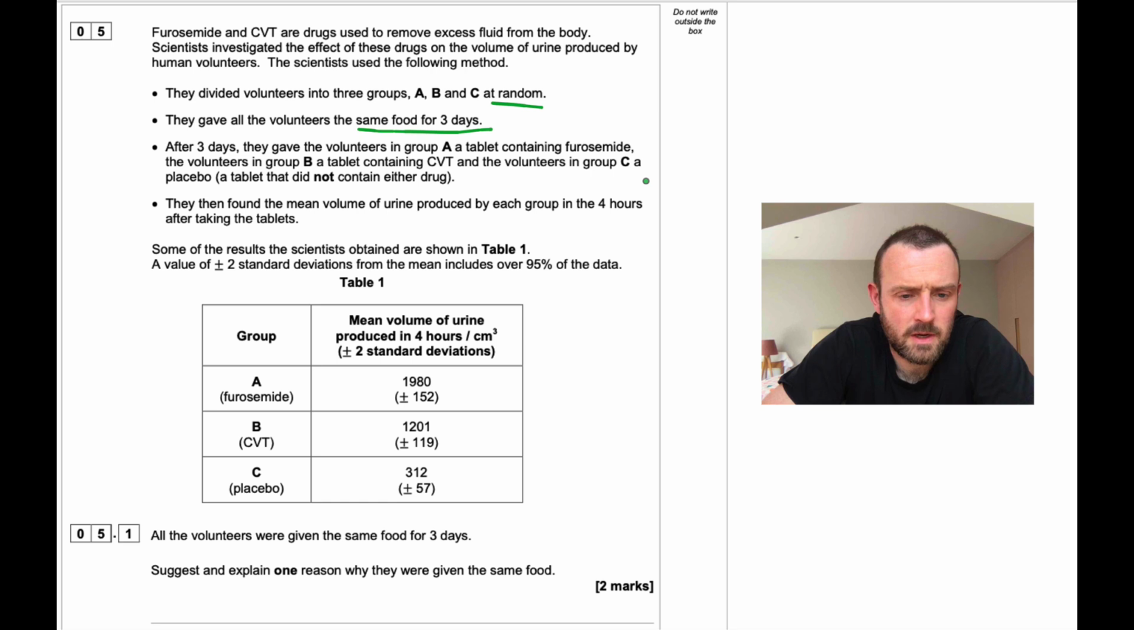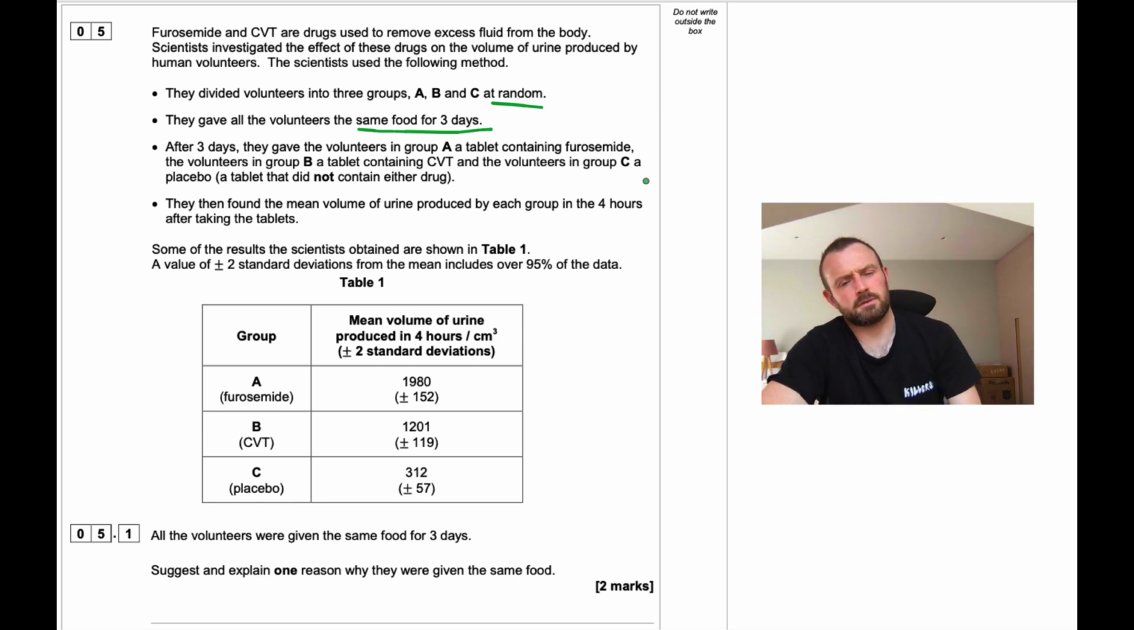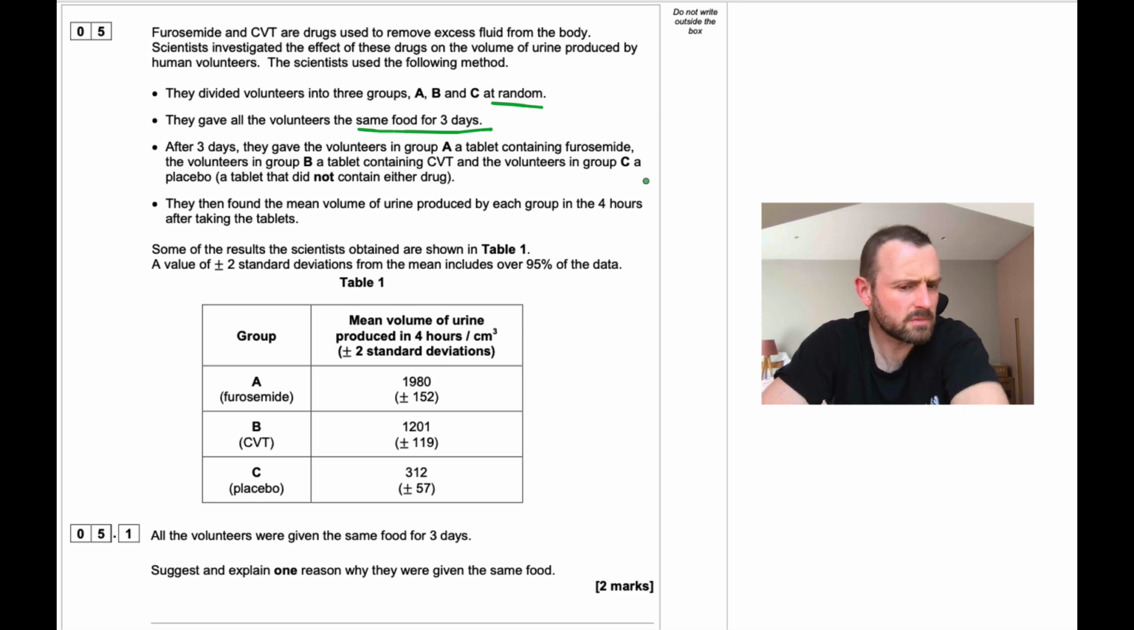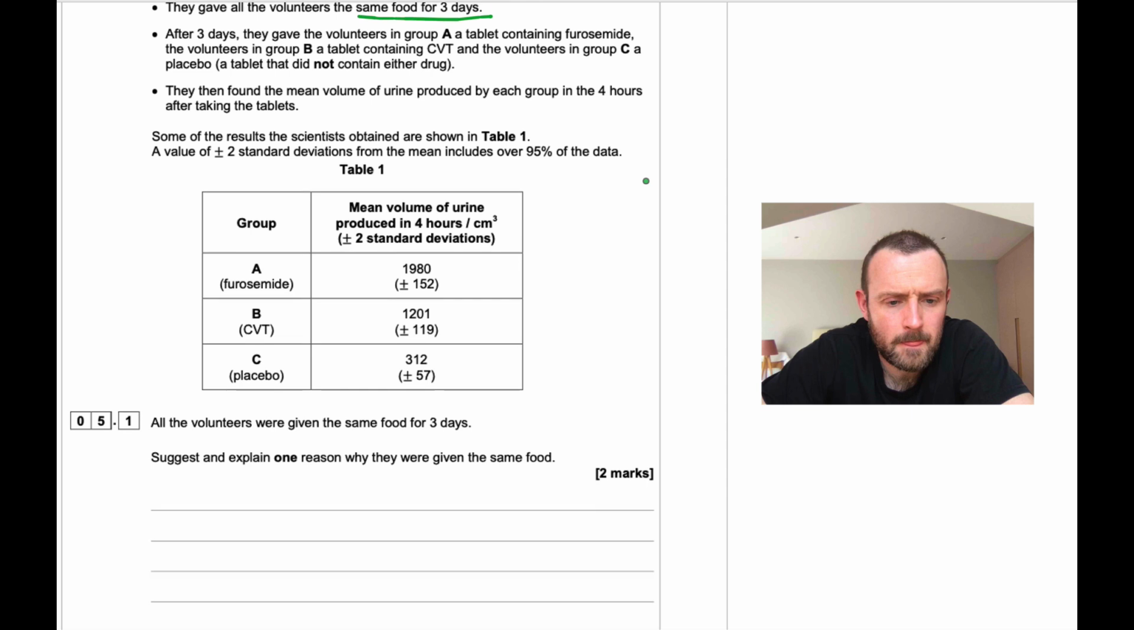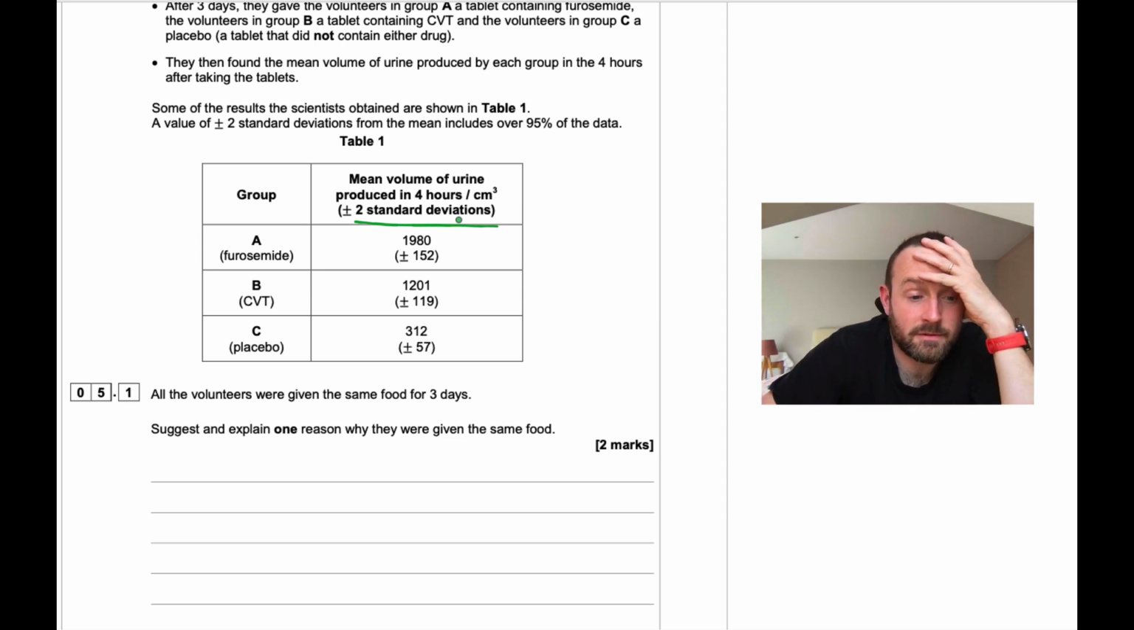Group A, furosemide 1980, Group B, CBT 1201, and Group C 312. Okay, all right. So it seems fairly clear. Oh, this is plus or minus 2 standard deviations. Okay, didn't spot that. All the volunteers are given the same food 3 days.